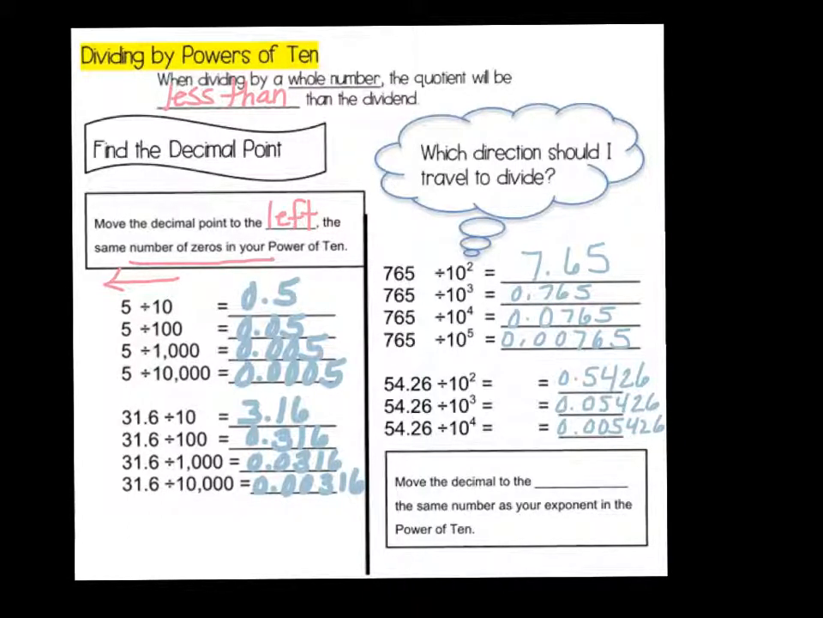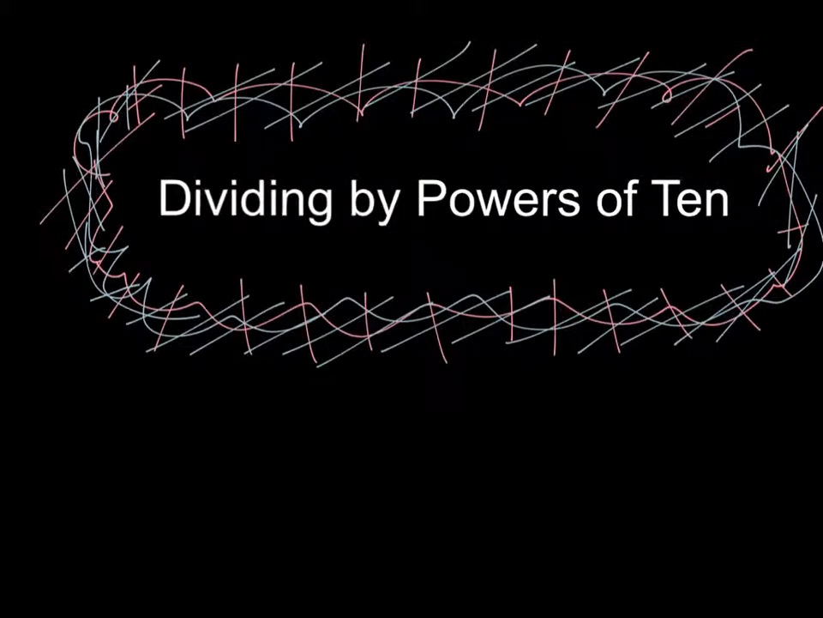Hopefully you did. So if you're looking at the bottom, the last thing we need to fill in is where it says move the decimal to the blank in problems that have exponents. Are we moving it to the left or are we moving it to the right? The same number of places as your exponent in the power of 10. And because we are dividing and we are getting a smaller number, we are going to move our decimal point to the left. In this lesson, we learned how to divide by powers of 10.